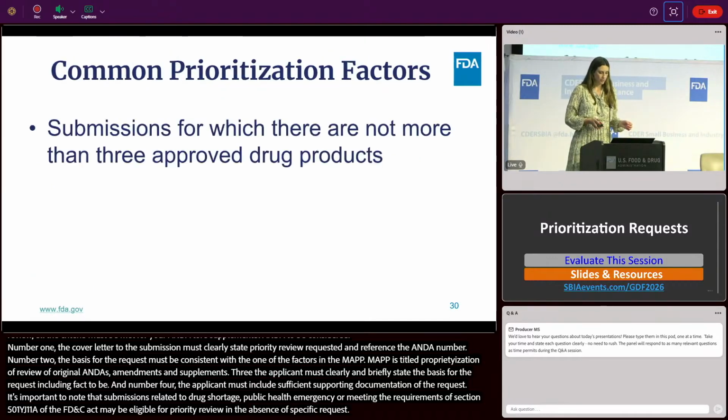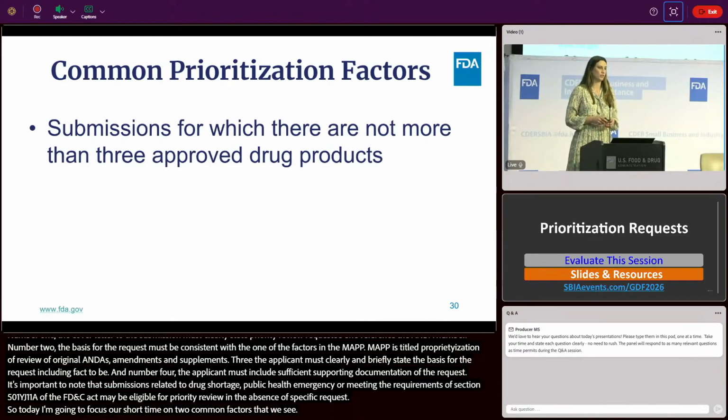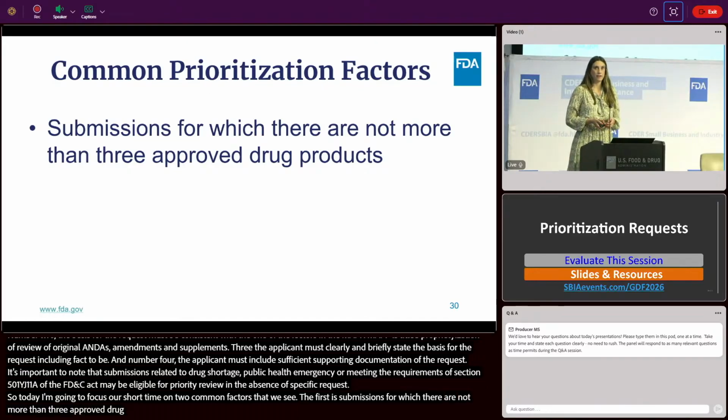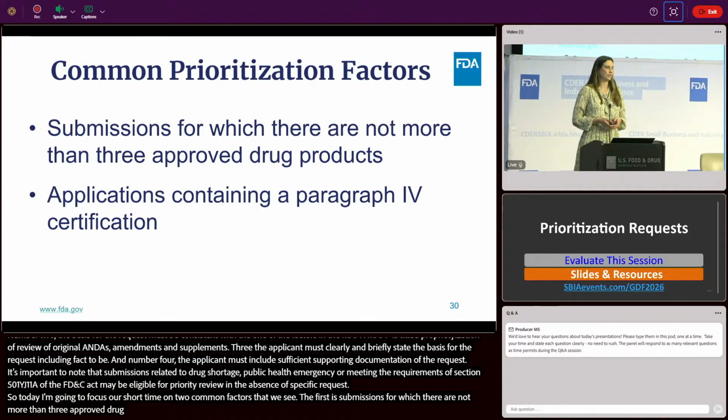So today I'm going to focus our short time on the two common factors that we see. The first is submissions for which there are not more than 3 approved drug products. And the second factor we'll be discussing is applications containing P4 or paragraph 4 certification.